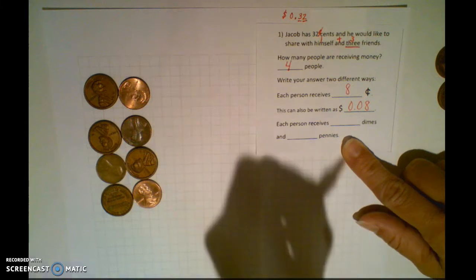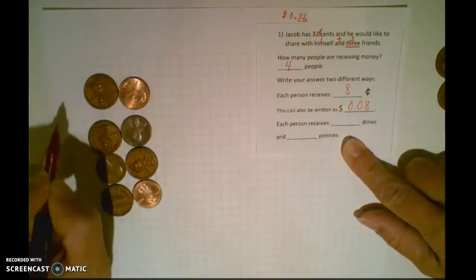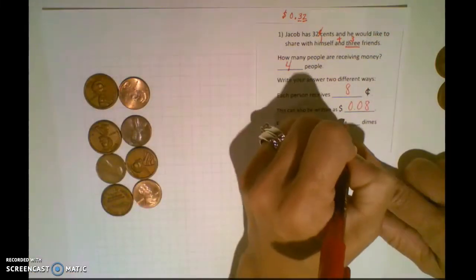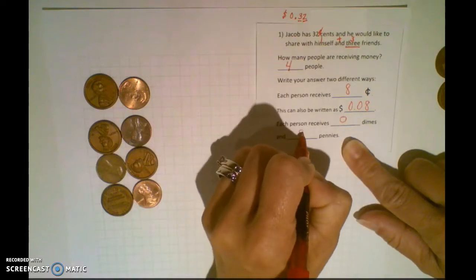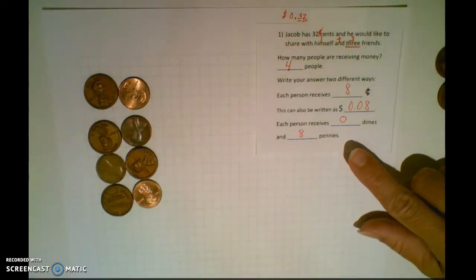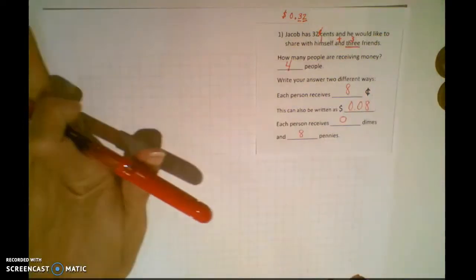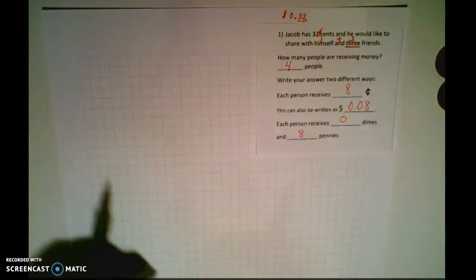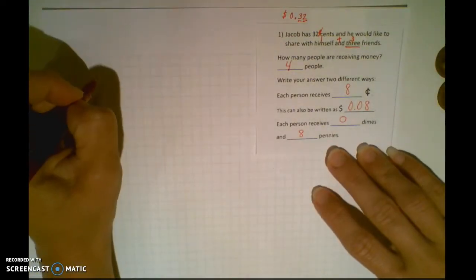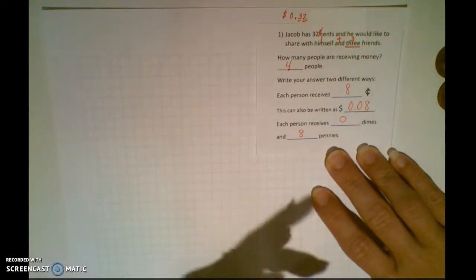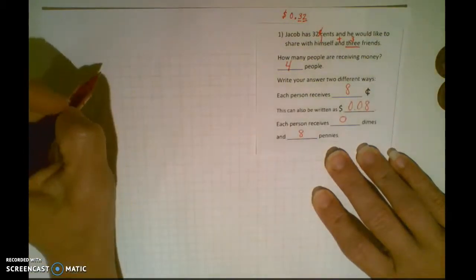Each person receives, well, since each group is the same, I only need to look at one. They get 0 dimes and 8 pennies. Now let's look at what that might look like as a division problem. And we're going to write 2 different division problems. So you're going to do this in the work section when you get to do it on your own. But it's not a bad idea to do these ones along with me.